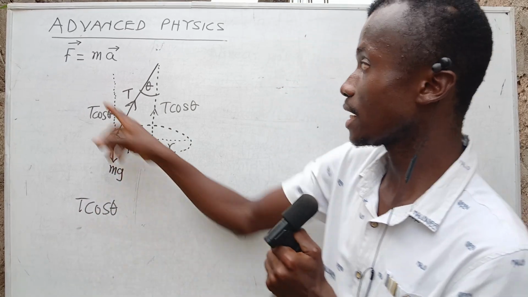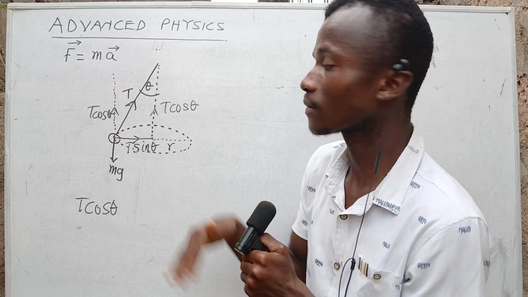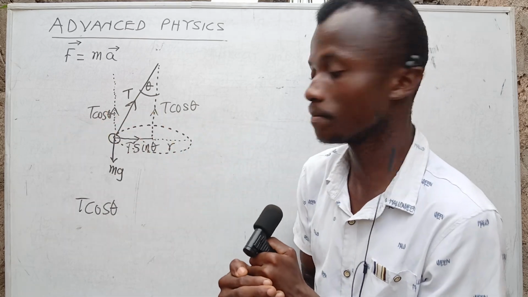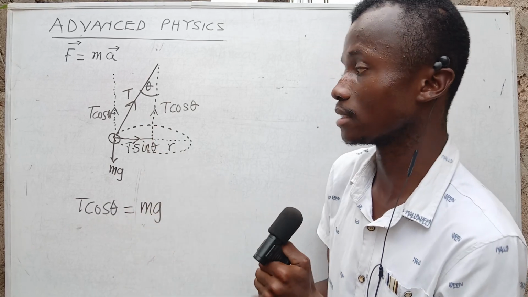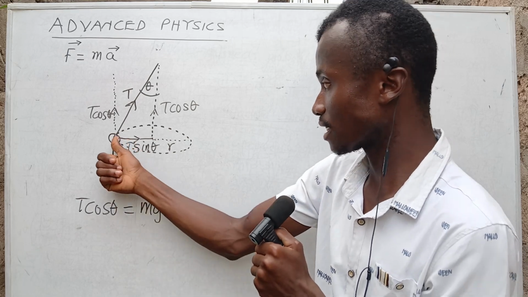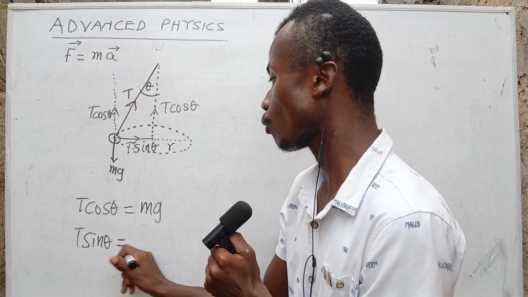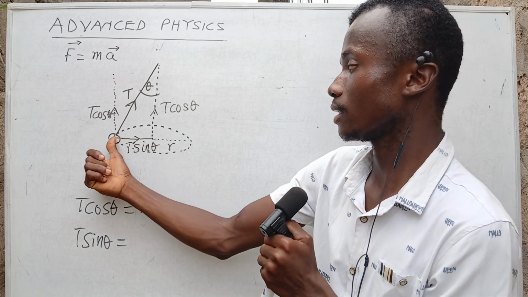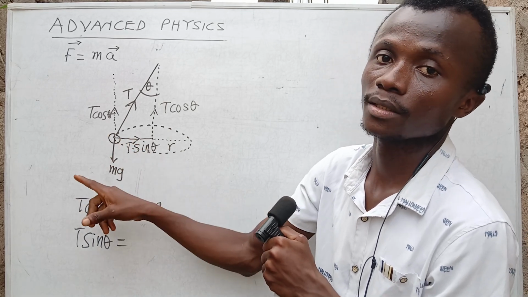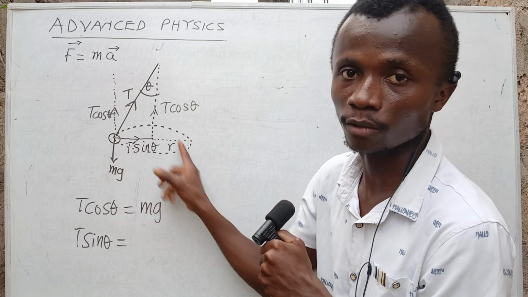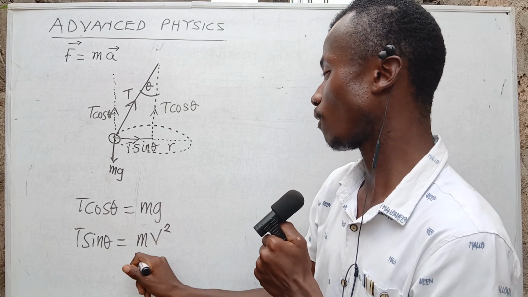Now let us recall that F is equal to ma is a vector equation. So forces in the vertical direction, you equate them, and forces in the horizontal direction, you equate them. So T cos theta is equal to mg. That is the first of the two equations. The second one is T sine theta, in the horizontal direction. It is the only force in the horizontal direction, and it is that force that gives the object a centripetal force, a prerequisite for the object to traverse a circular trajectory. So the centripetal force is equal to m v squared over r.